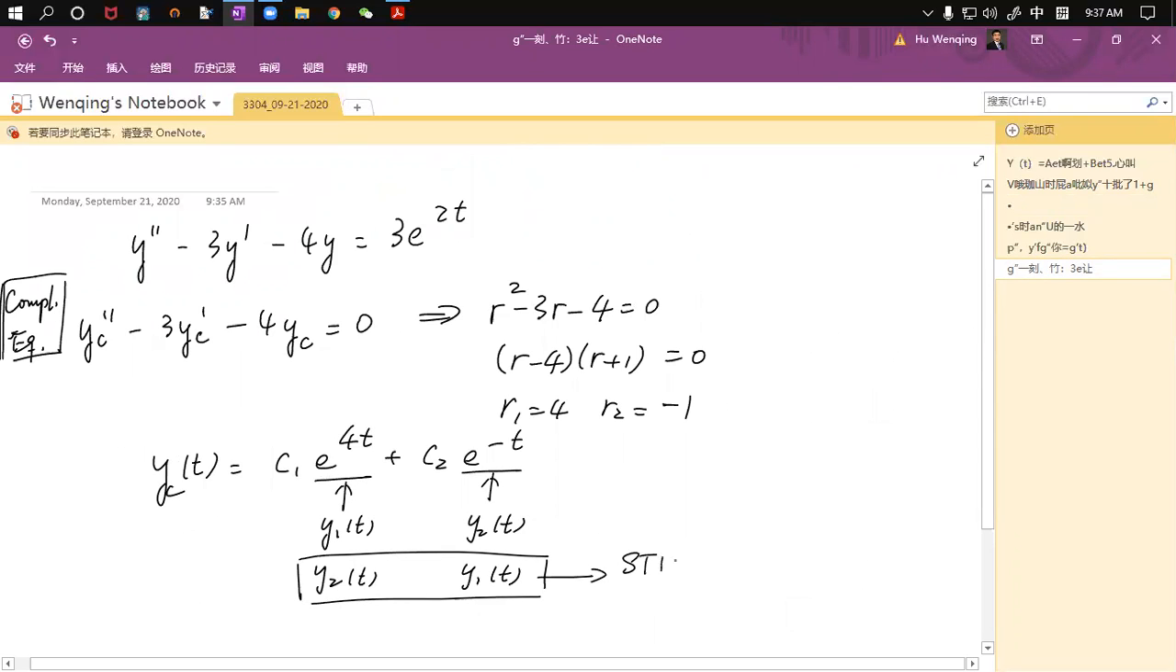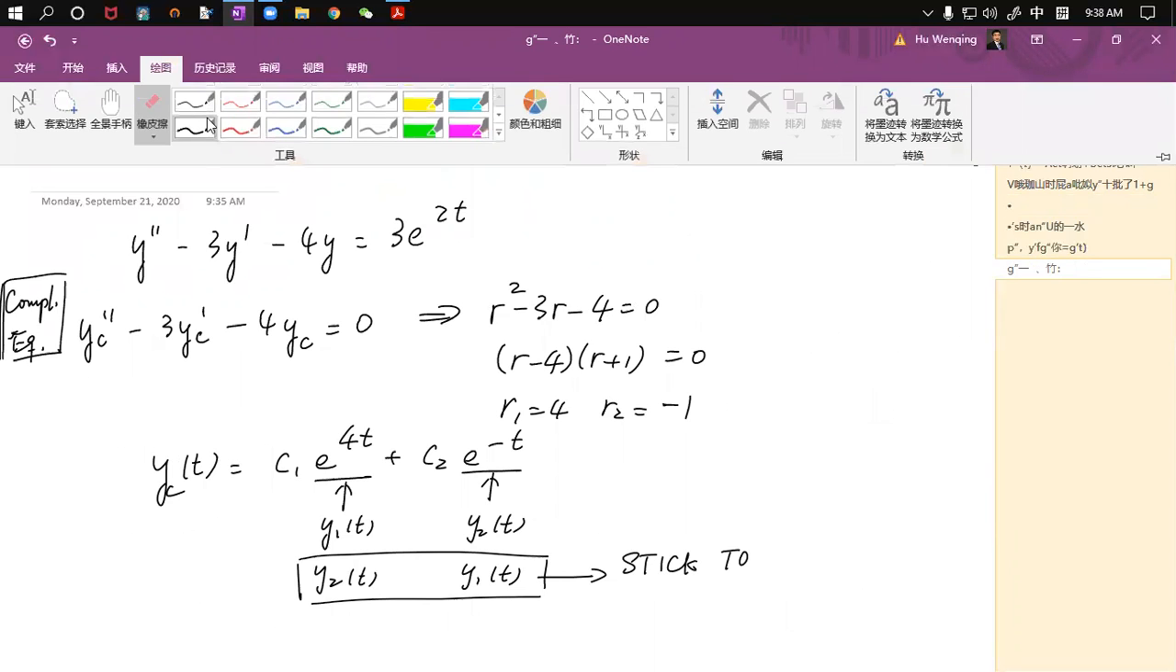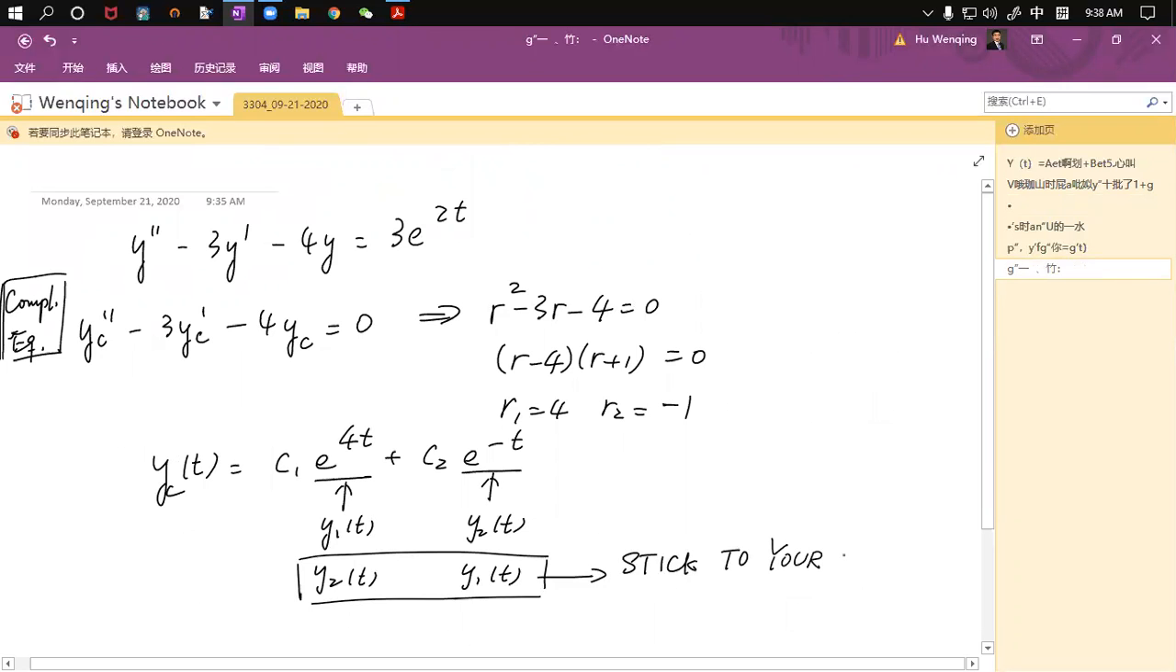to your own choice throughout. So that means you always stick to your own choice. If you choose this to be y1, and this to be y2, then you should stick to it. Don't switch during your solutions. You have to go through it till the end of the solution. So that's always y1, that's always y2.